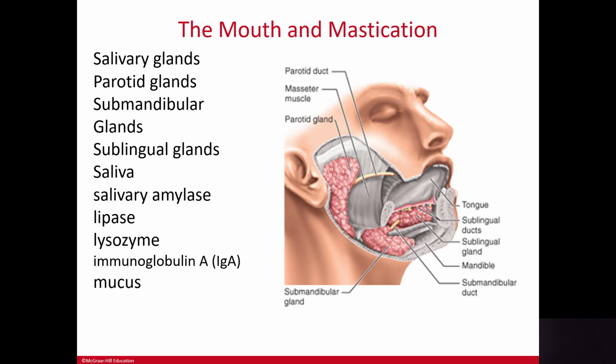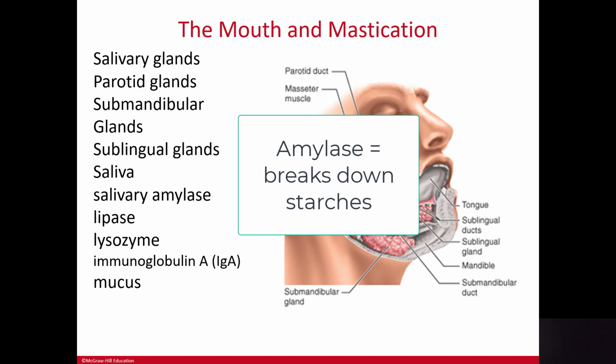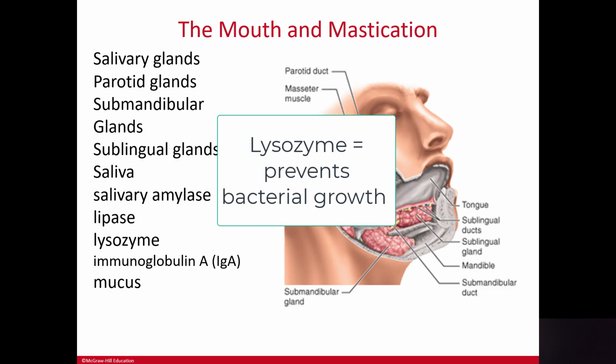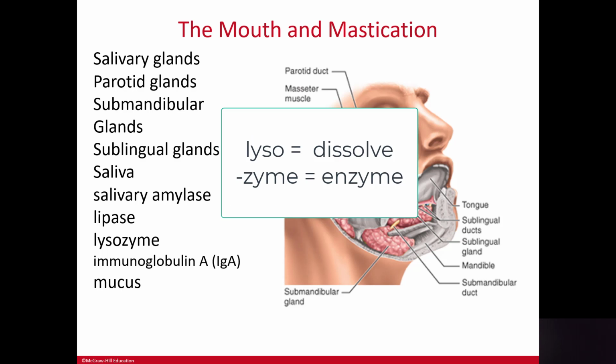So we already said mastication or chewing helps with mechanical digestion. Saliva helps with chemical digestion. So salivary amylase helps to break down starches. Lipase breaks down fats. Lysozyme is an enzyme that helps decrease the growth of bacteria. It's a protective enzyme that decreases the growth of bacteria. Lyso means dissolve, and zyme means it's an enzyme.